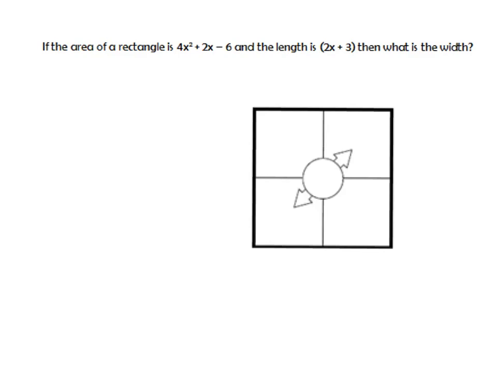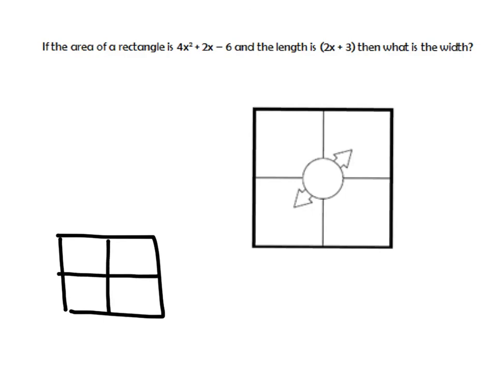If the area of a rectangle is 4x squared plus 2x minus 6 and the length is 2x plus 3, then what is the width? Just to kind of go back over it, when we have a box, there's a few ingredients that you should know. In this first box, it's typically always our ax squared. In this box, we usually have the bx and the bx because those combine. And in the last box, you have your plus c.